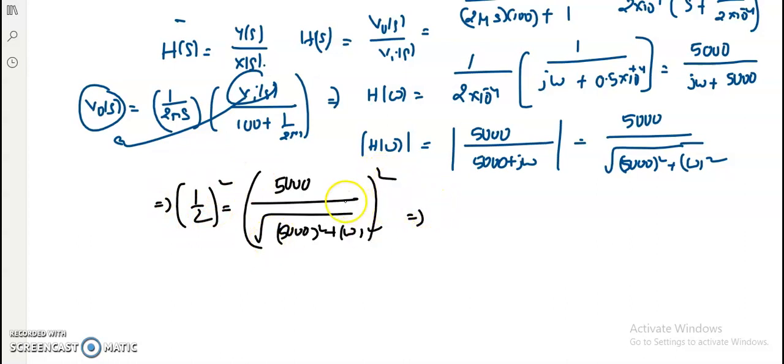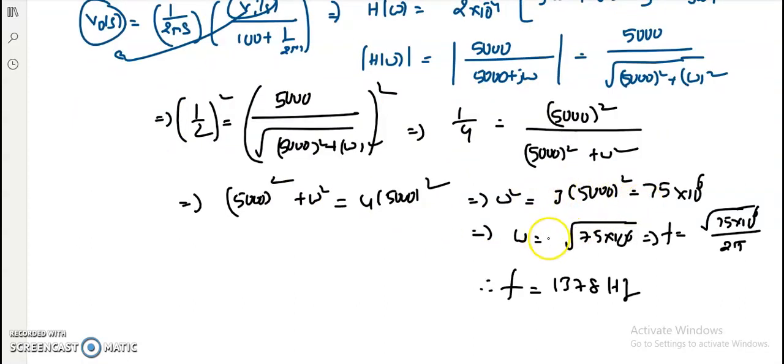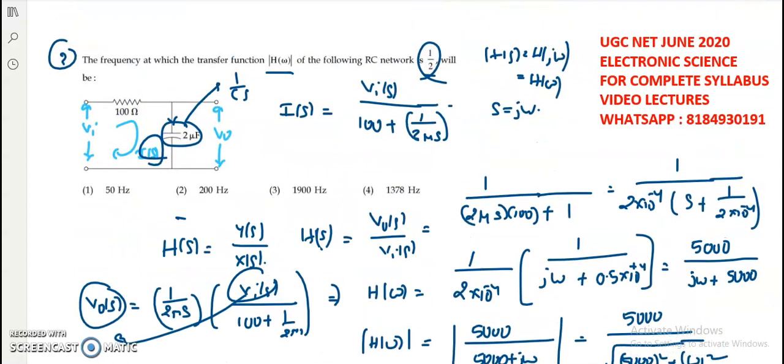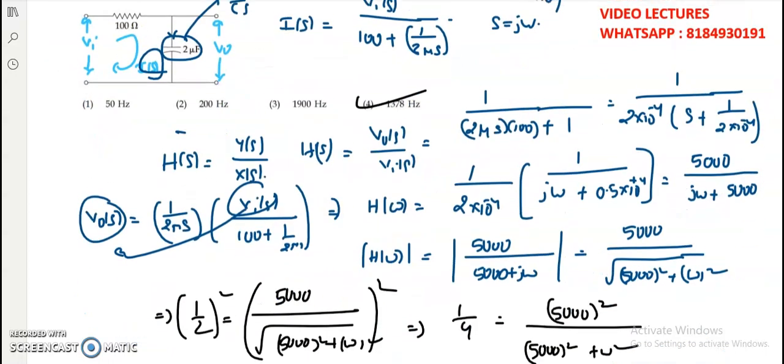After applying the square to both sides and simplifying, finally I will get omega as root of 75 into 10 power 6, where omega is nothing but 2 pi f. So f is equal to this divided by 2 pi. Finally I am getting f is equal to 1378 hertz. So 1378 hertz means option 4 is the correct one for this second question. So it is a way of solving this one.